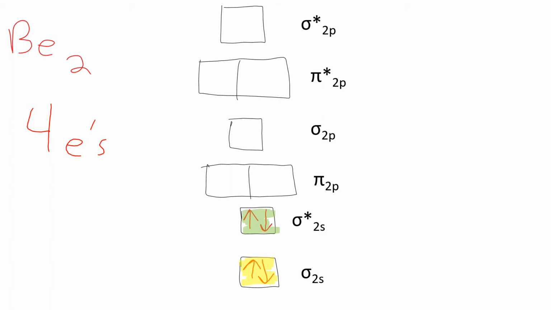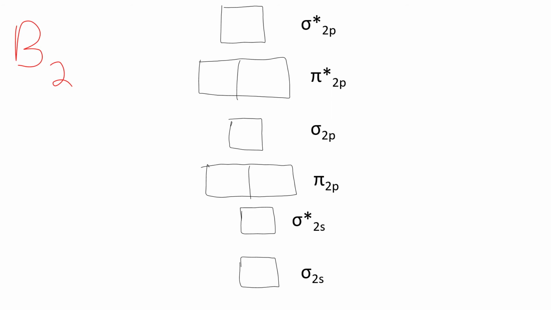2 minus 2 is 0. 0 divided by 2 is 0. The bond order here would be 0. There is no bond. This molecule doesn't exist, kind of the same thing we saw for He2. We go to our next one.